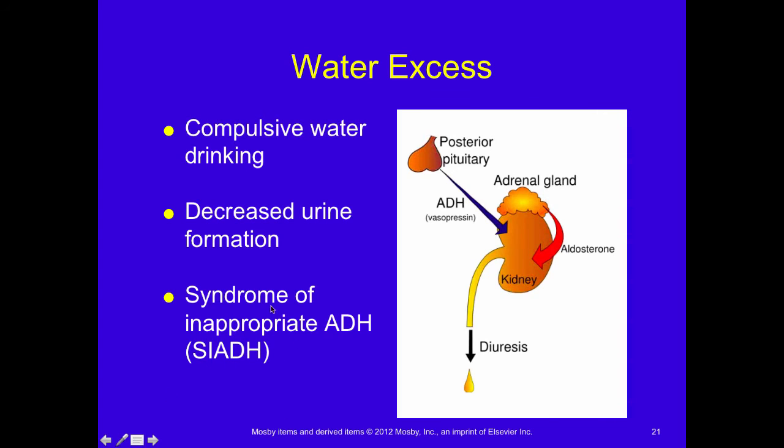SIADH down here, we talked about that. Way too much antidiuretic hormone can cause your body to hold on to water, including in your vessels, and will dilute your blood. Okay, can also cause hyponatremia. Decreased urine formation. If there's an issue with your kidneys, again, this is something that can happen.